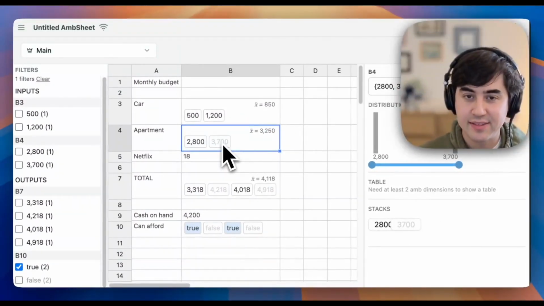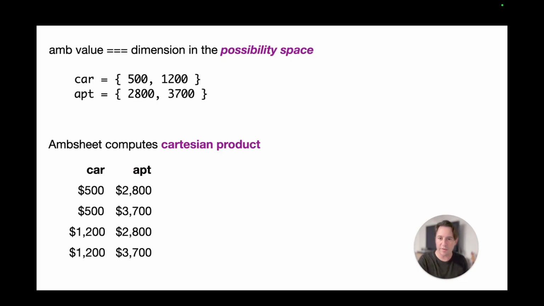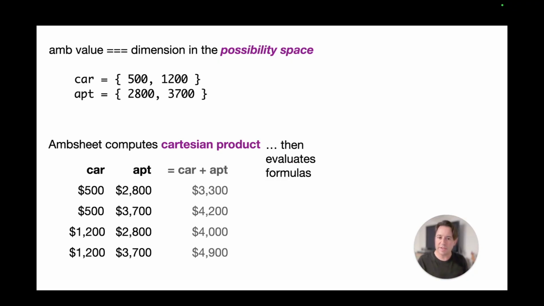All right, and that's the basics of AmbSheet. Geoffrey's example looked simple, but there's a lot of interesting stuff going on. Like he said, each AM value is a dimension in the possibility space. In his example, he had 2 AM values, one for the car and one for the apartment. The AmbSheet computes the Cartesian product of those AM values to generate every possible scenario. Then it evaluates the formulas in each scenario. Note that the formulas never see AM values. They operate on the same plain old values that we see in Google Sheets and Excel. And so the formula language can stay the same.